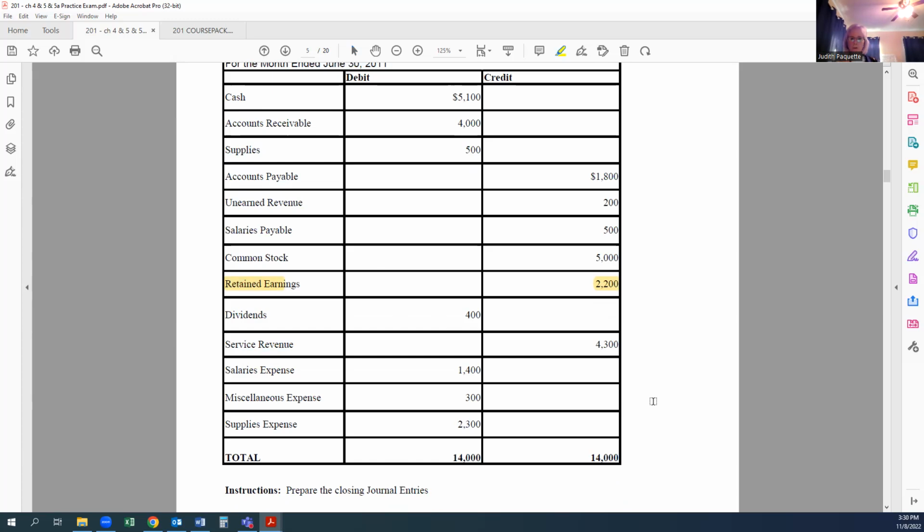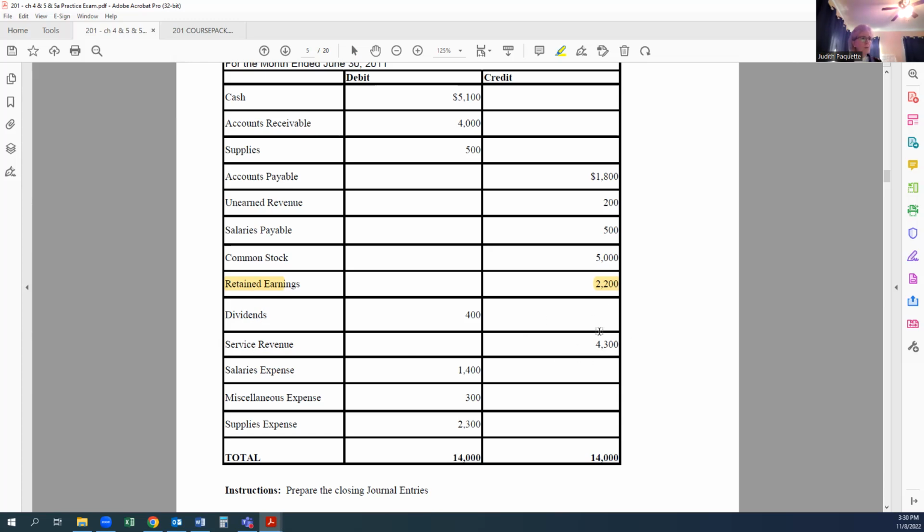So the first journal entry for closing is revenue. The second one is to close all the expense accounts. The third one is to close income summary. And the fourth one is to close dividends. So even though dividends is first, we do it last. And it's not the end of the world if you get them out of order, but that's the traditional order.